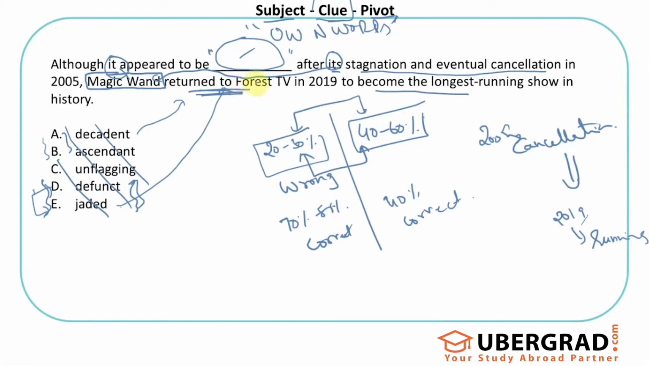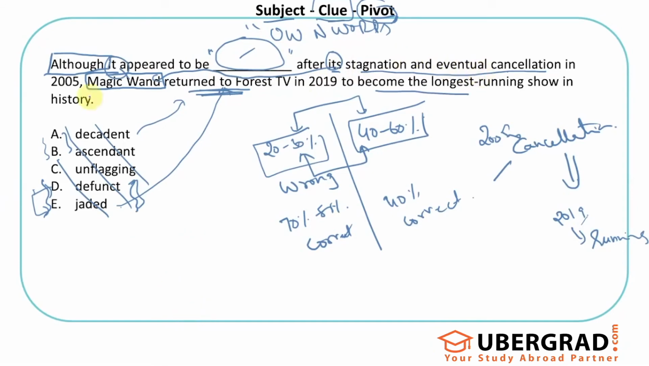So what would suit here? I also see that's the clue we are talking about. And then the pivot words are the words which give hints. Are they supporting the clue? Are they taking the negative direction? Are they counter clues, etc.? So words like although, however, thus, this, all of these would be the pivot words. Here I see only although. So although it appeared to be dash after its stagnation and cancellation.